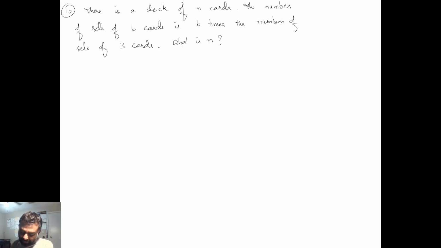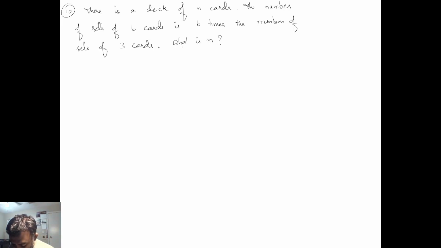So there's a deck of n cards, with the number of sets of 6 cards. The moment you say that you're counting sets, are you counting with repetition, sorry, with order or without order? You don't need to bother about the order, right? So now this is a combination question.